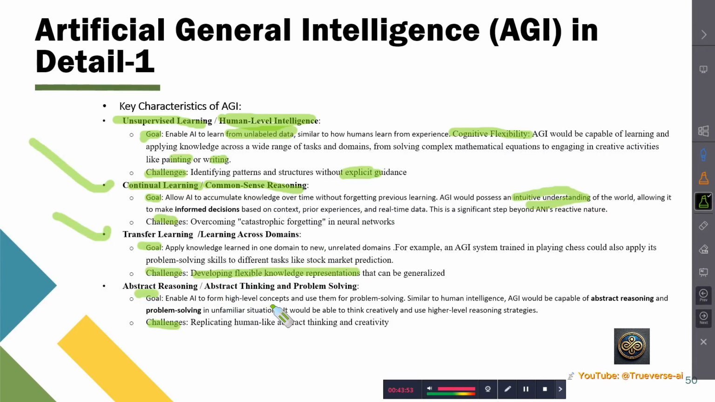And abstract reasoning means abstract thinking comes from abstract reasoning, right? Much like human intelligence, it should form high-level concepts used for problem solving in unfamiliar situations, allowing it to think creatively. So this is it, if we talk more.